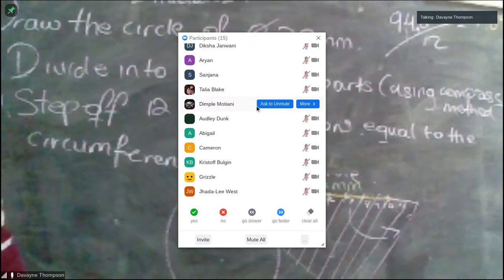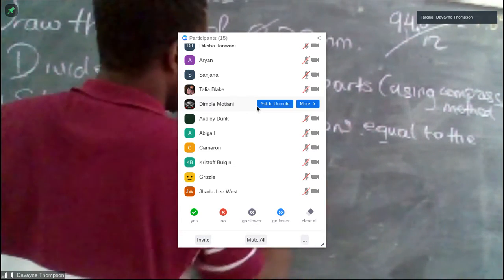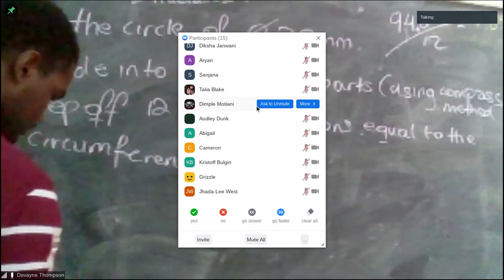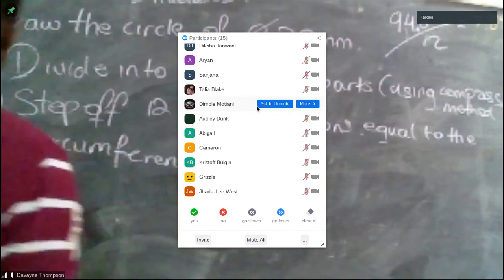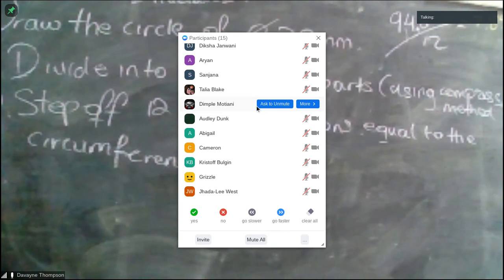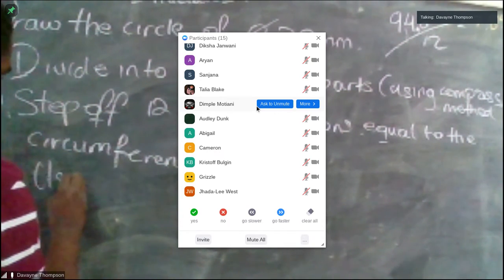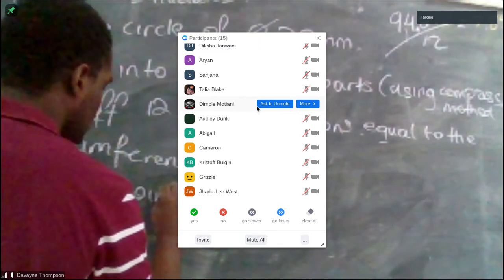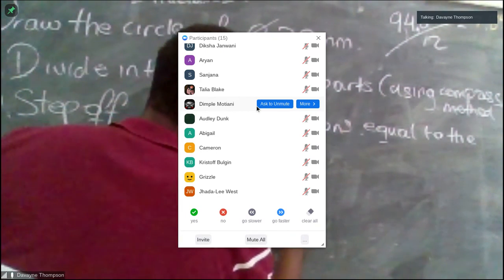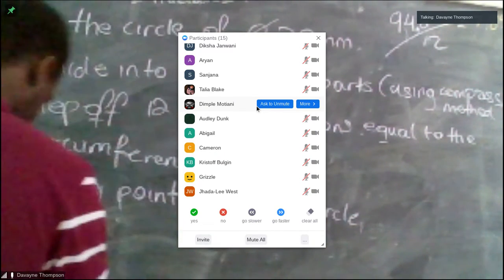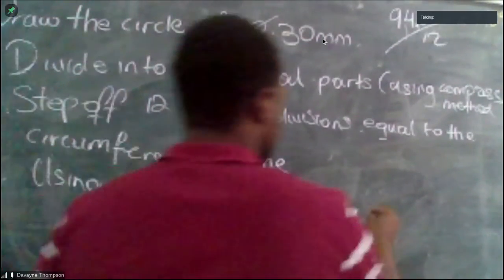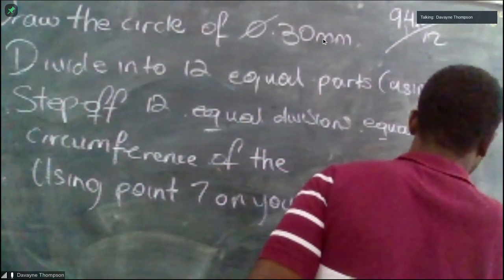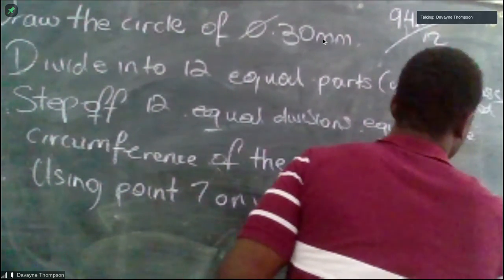Okay. Now step 4. Step 4 says that after you've divided your line into 12 points, looking at point 7, using point 7 on your circle, draw a horizontal line across.